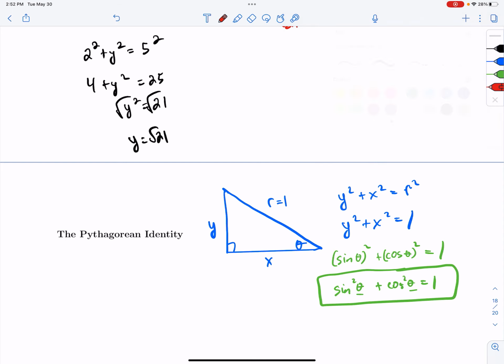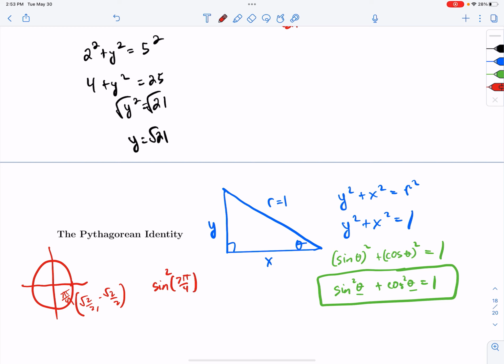Let me show an example to verify how this works. Let's pick an angle on the unit circle. Let's go down to quadrant number 4 here, and let's say that angle is 7 pi over 4. The coordinates there are root 2 over 2 and negative root 2 over 2. So if I wanted to say sine squared of 7 pi over 4 plus cosine squared of 7 pi over 4, that is going to be equal to 1.